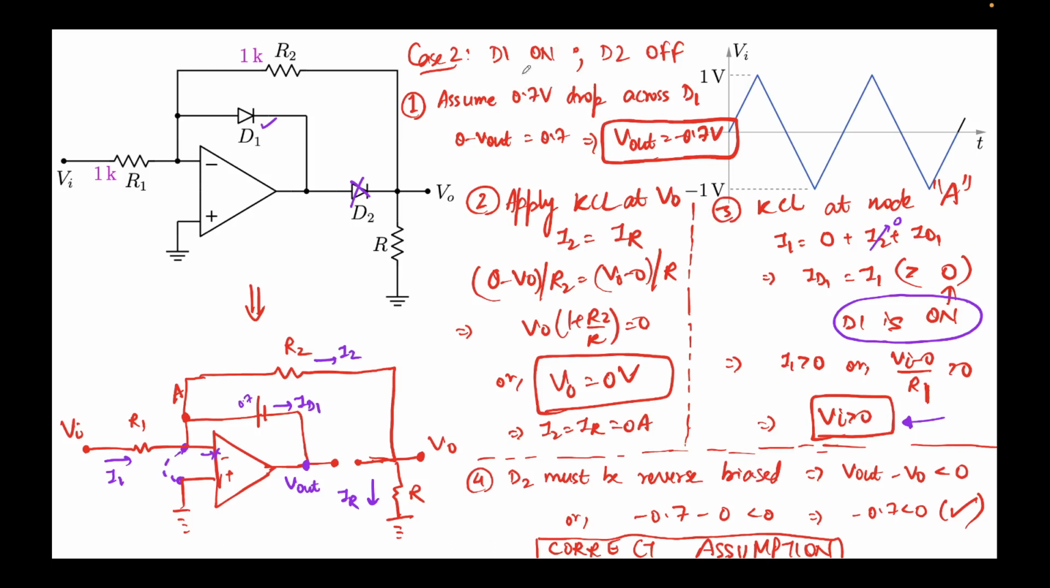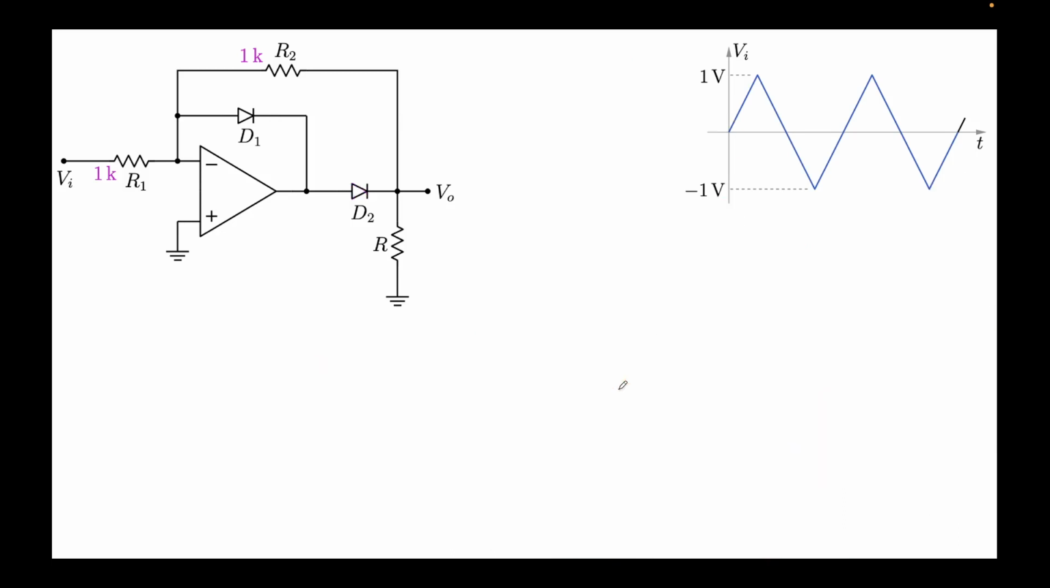So what we have found out in this case, when D1 is on and D2 is off, is that Vi is positive, Vi you have to apply, and V out is coming out to be 0 volts. Now we move on to the third case, when D1 is off and D2 is on.